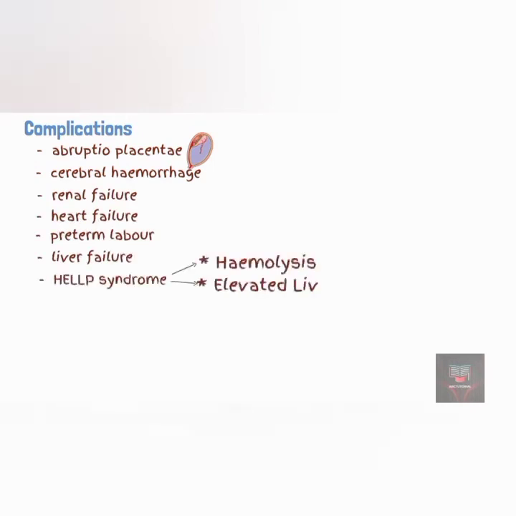Complications of preeclampsia include abruptio placentae, in which the placenta separates from the uterus before the onset of labor, cerebral hemorrhage, renal failure, heart failure, preterm labor, liver failure, HELLP syndrome, which occurs when there is hemolysis, elevated liver enzymes, and low platelet count, intrauterine growth restriction, and intrauterine fetal death. Also, the preeclampsia may develop into eclampsia.